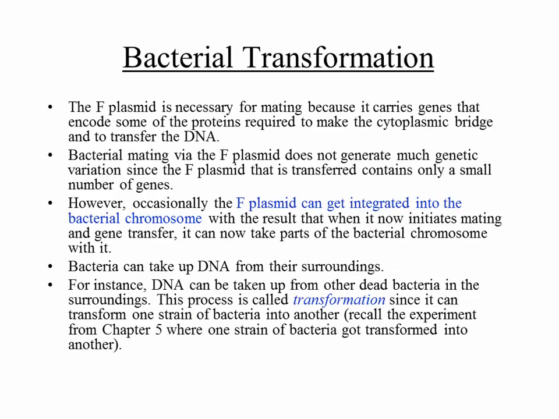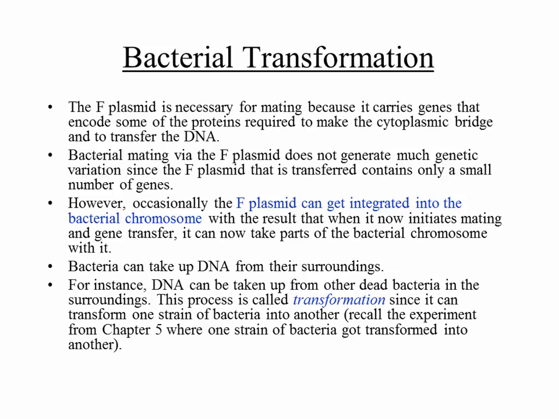So what I already said before, the F plasmid or the fertility plasmid is necessary for mating because it carries genes that encode some of the proteins that are needed to make the cytoplasmic bridge and also to transfer the DNA. Bacterial mating via the F plasmid does not generate much genetic variation. Why? Because the bacterial chromosome is not getting transferred. It's only the plasmid DNA, and it's only a little bit of DNA that is getting transferred, right? So the plasmid DNA contains only a small number of genes.